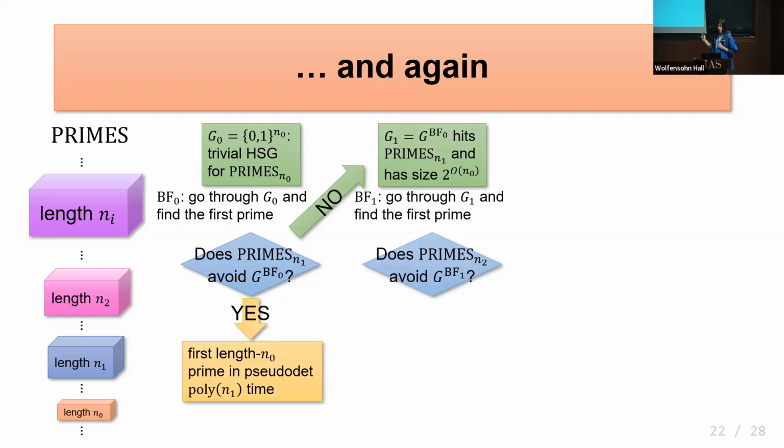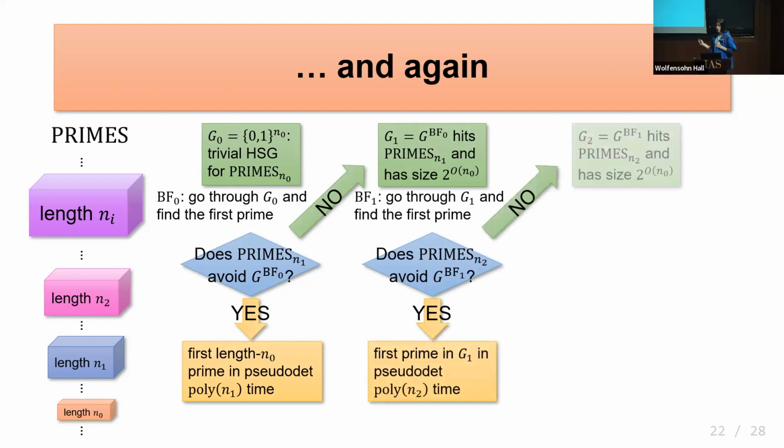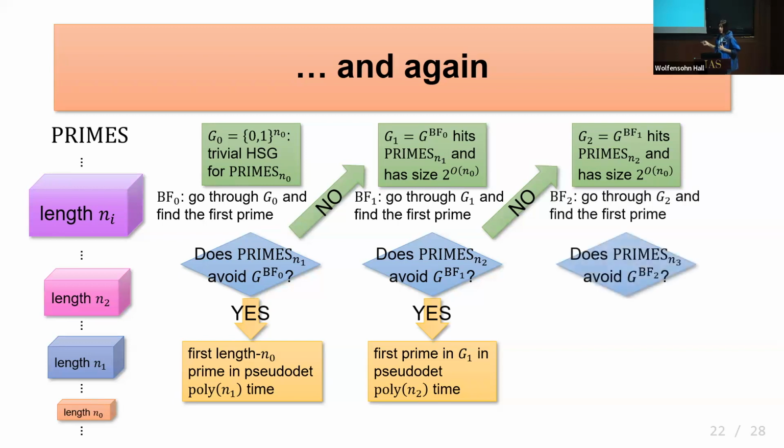Then we do another win-win analysis. Can we use N2 to solve N1? If we can, then we use N2 to solve N1. Otherwise, we get a hitting set generator on length N2 whose size is still comparable with 2 to N0 instead of 2 to N2. And we perform another win-win analysis and so on.